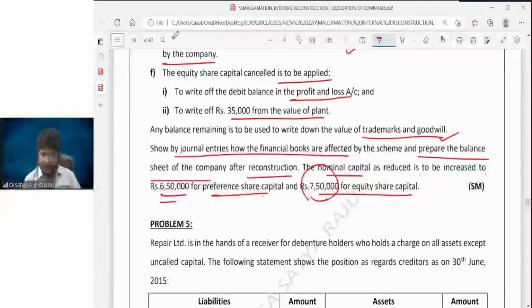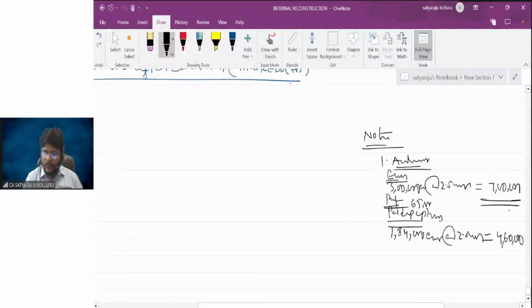So this is equity. Let me write the preference here. So preference, how much was given? 6,50,000. That is 10 per share, meaning 65,000 preference shares. 65,000, 5% preference shares at the rate of 10 each. That equals 6,50,000. 7 plus 6,50,000, 13,50,000 is the total authorized capital.